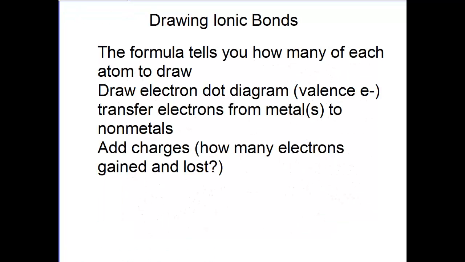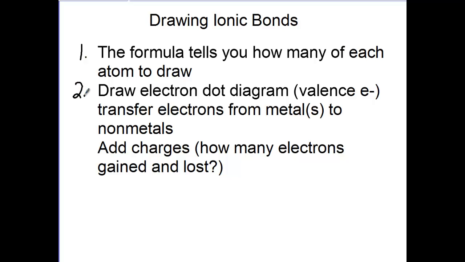So the rules when you're drawing ionic bonds. The first rule, the formula tells you how many of each atom to draw. So you need to complete the formula going through the steps, identifying the number of valence electrons, determining the oxidation number from there, and then doing your crisscross method.